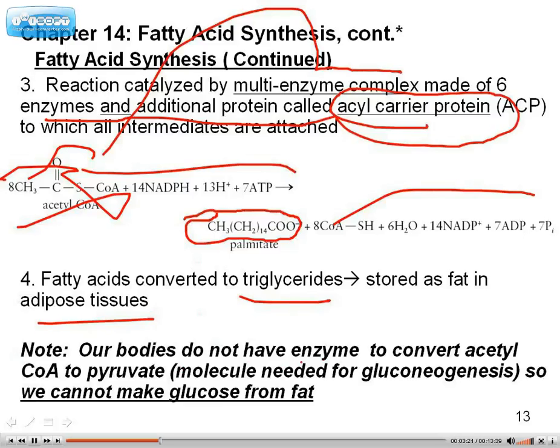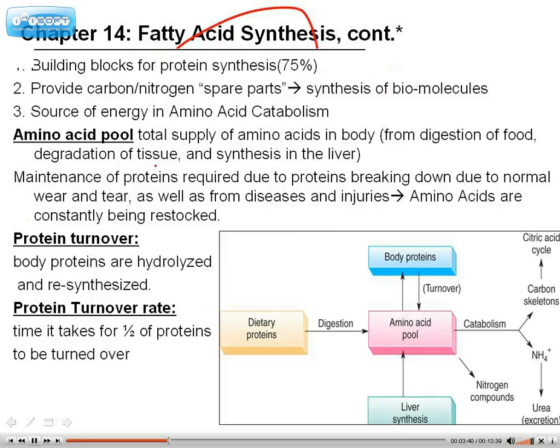Please keep in mind our bodies do not have the enzyme to convert acetyl-CoA directly to pyruvate, so we can't turn fat to sugar. We don't have those specific enzymes. We can't turn acetyl-CoA into sugar.